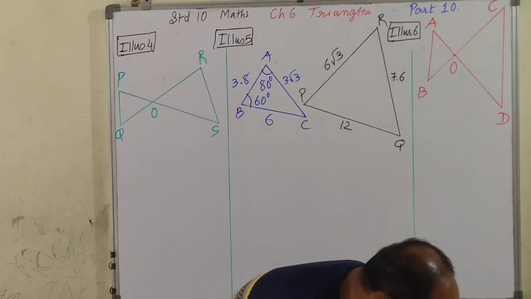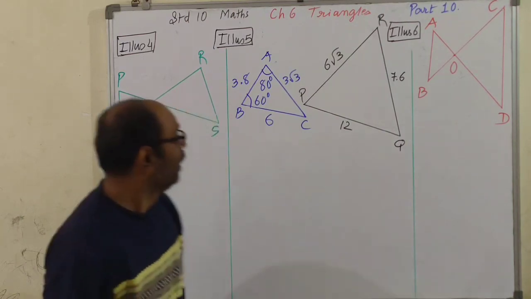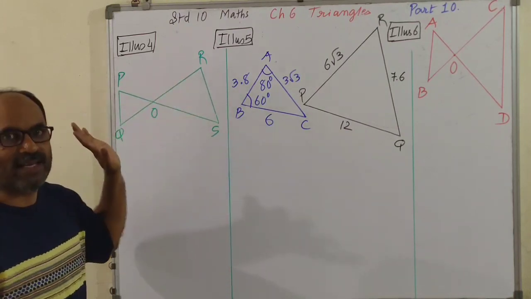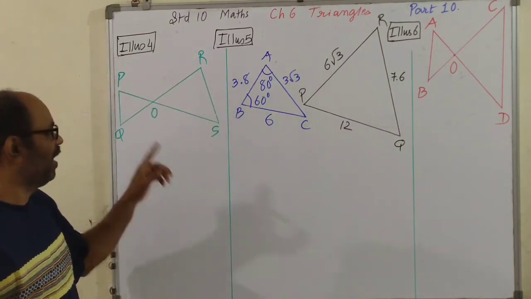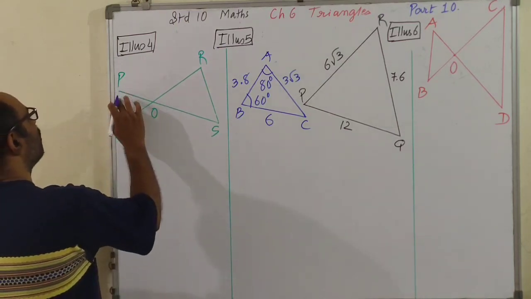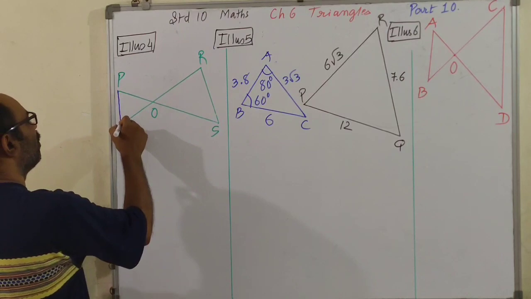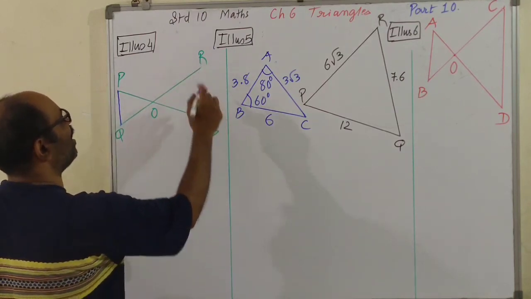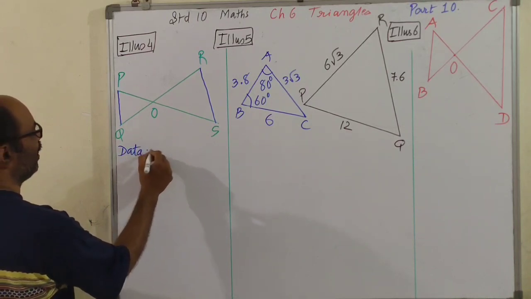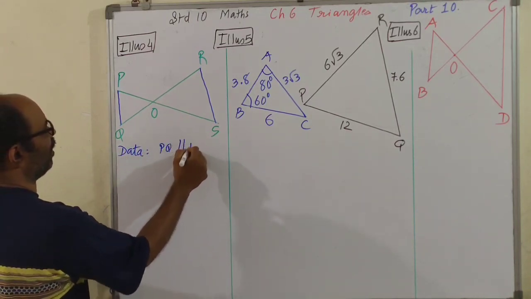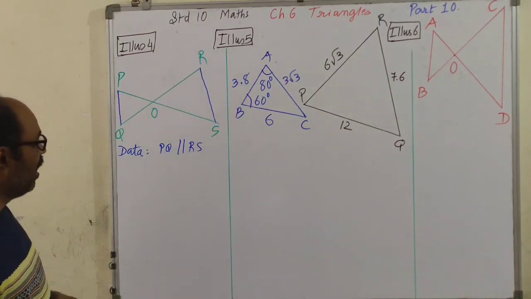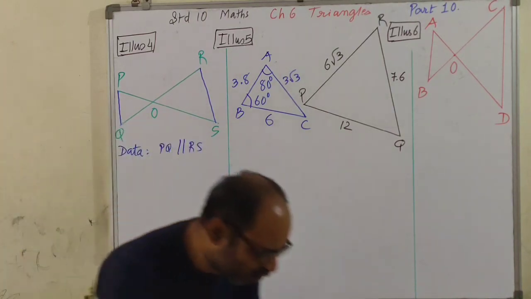Okay, now in this what is given? PQ is parallel to RS. I am saying what is in the statement. This is the diagram given to you. Here PQ is parallel to RS. So I am writing here data. PQ is parallel to RS. Alright? Okay? And what you have to prove?